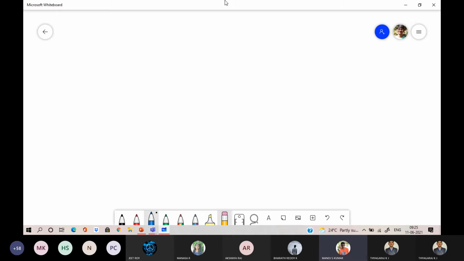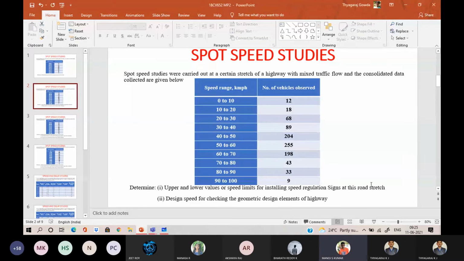Last 2 points, sir. Okay, write down. Determine upper and lower values of speed limits for installing the speed regulation and determining the geometric design speed. Design speed for checking the geometric design elements of highway.